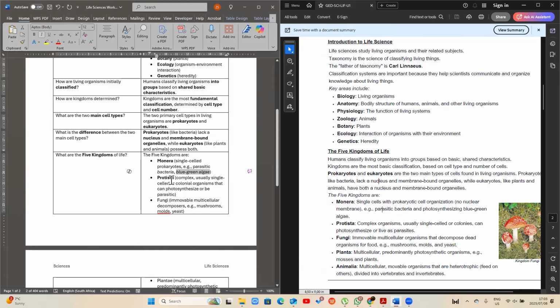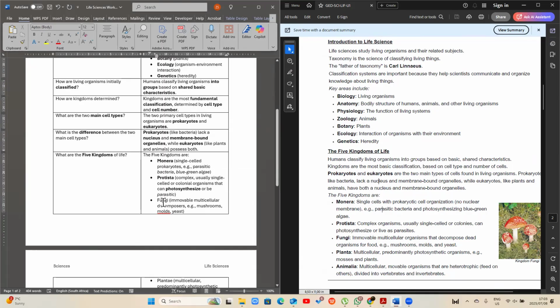Then we have the kingdom Protista, and even though they are single-celled, they are usually more complex, more complicated. And they can also photosynthesize or be parasites. When we talk about photosynthesis, we need to take into consideration that Protista have the ability to make their own food and energy. If they are unable to make their own food and energy, they become parasitic, meaning that they're going to latch on to another living organism so that they can live off of that organism's nutrients.